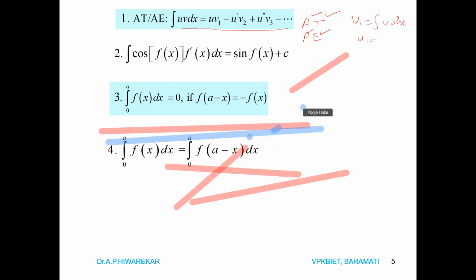U dash means the derivative of U, so it is d by dx of U. The dash represents the derivative and the subscript represents integration. So these are the integration terms and these are the derivative terms. This is the first derivative, this is the second derivative and so on.